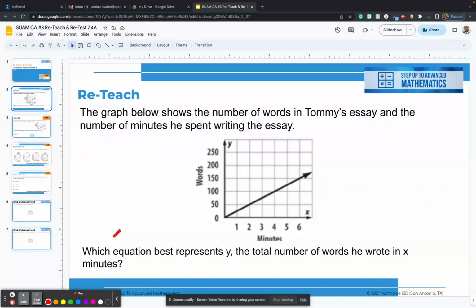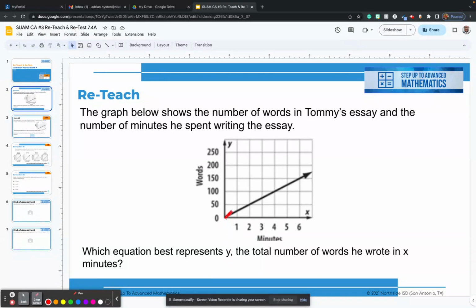All right, students, in this video, we are covering 7.4a, which talks about representing constant rates of change in mathematical and real-world problems. So right here in our first problem, we have a story about Tommy. It says the graph below shows the number of words in Tommy's essay and the number of minutes he spent writing the essay. Then it asks us which equation best represents y, the total number of words he wrote in x minutes. So let's figure that out.